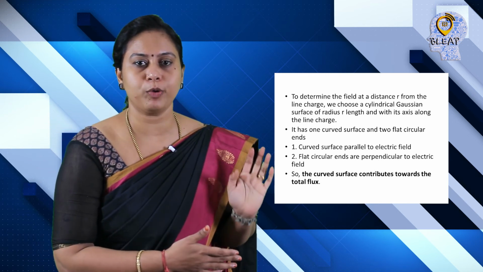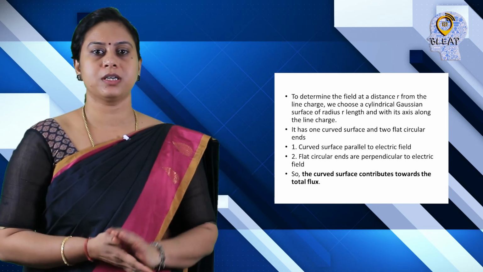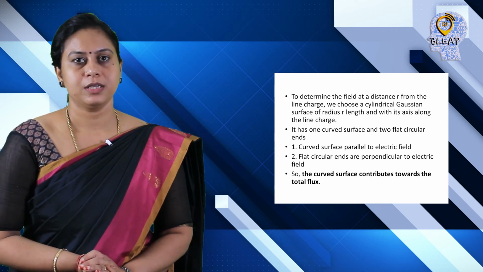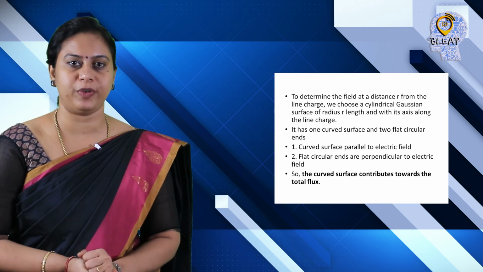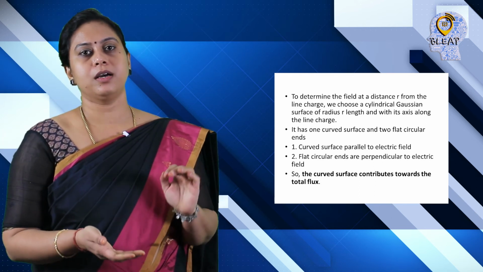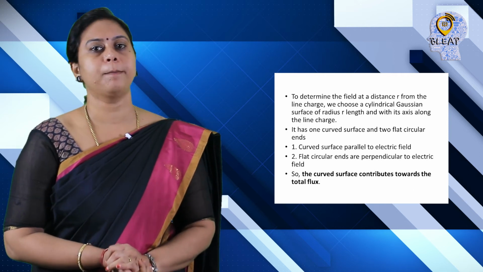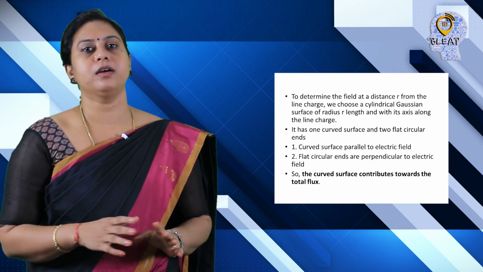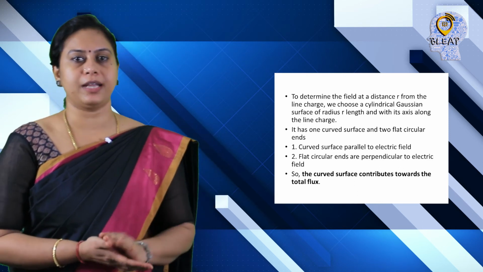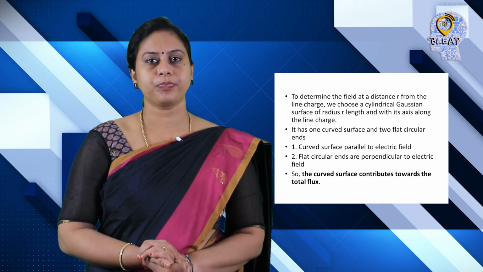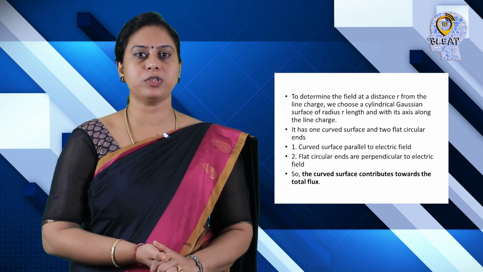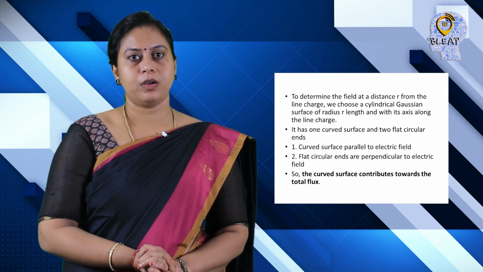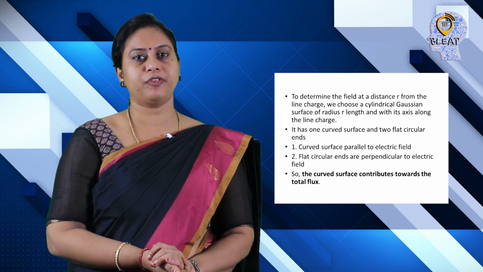By observing the diagram, you may understand that there is one curved surface and two flat surfaces. See, the curved surface is parallel to the electric field lines, while the two flat surfaces are perpendicular to the field lines, so their contribution cancels out. Only the curved surface contributes to the electric flux. We'll only see the mathematical formula for that.